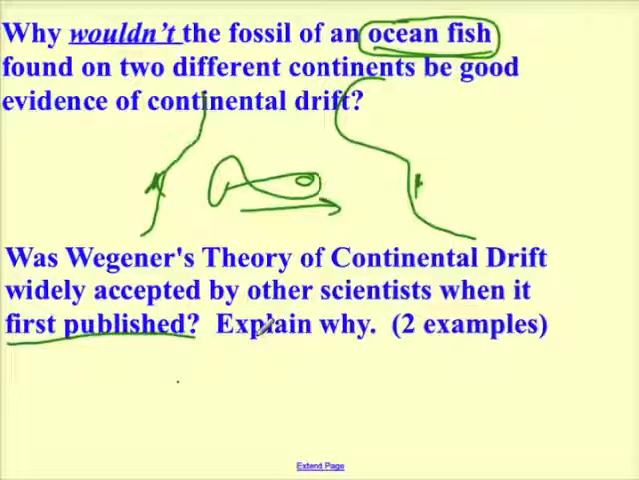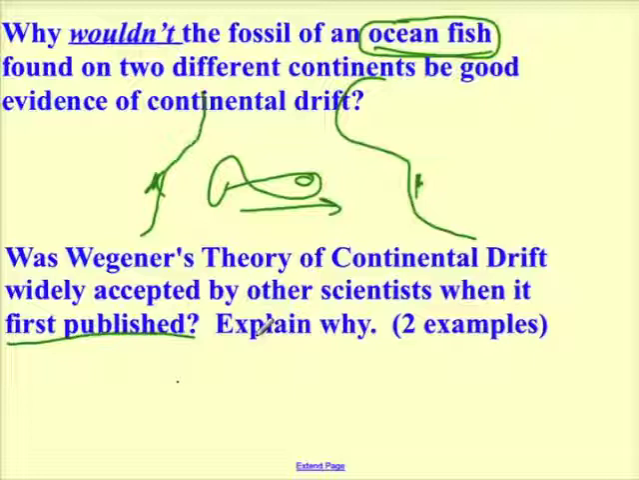One of the other problems is he was a meteorologist. He actually had his doctorate in astronomy. He was a meteorologist. He was only an amateur geologist. So a lot of the professional geologists, people who had the degrees in geology, didn't buy into him because they thought, hey, you're not even a true geologist. Get your head out of the clouds, Alfie. So that was against him.